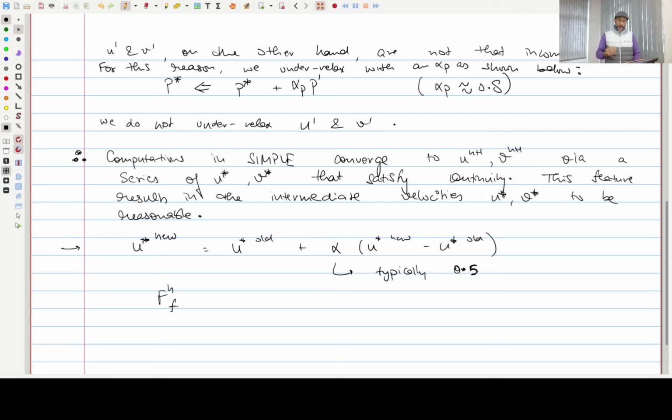Because of this assumption, we under relax it, because our solution may go in the wrong direction if we use the complete value of u star. Every iteration is under relaxed. Okay.